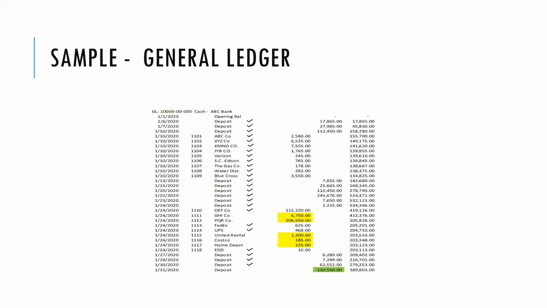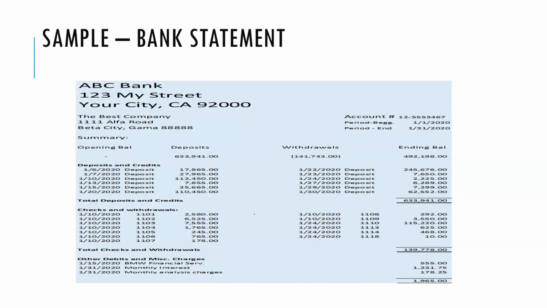Now, here is a sample general ledger. Note that these items here are all withdrawals. These are all deposits. See, whatever is traced has been tick marked, right? So that is how this works. This next is the bank statement. Now look here, bank opening. The opening balance is 0. These are the deposits, and these are the checks issued.